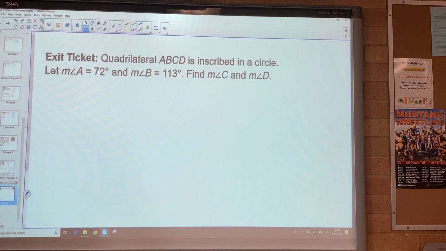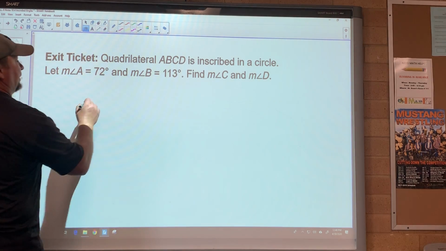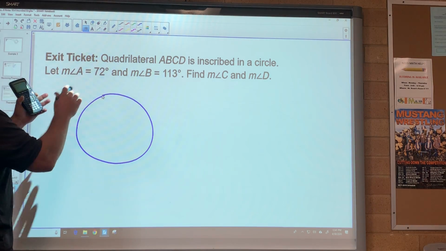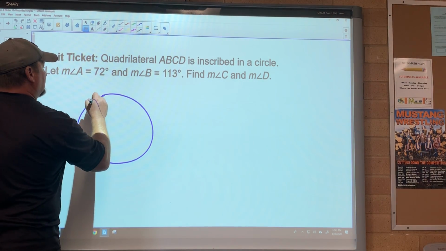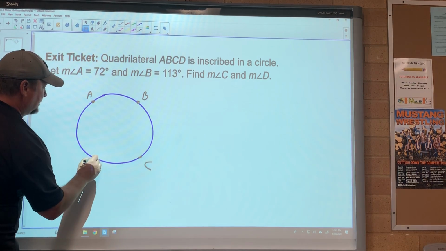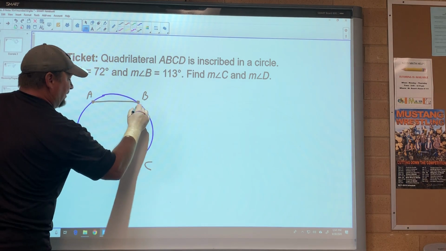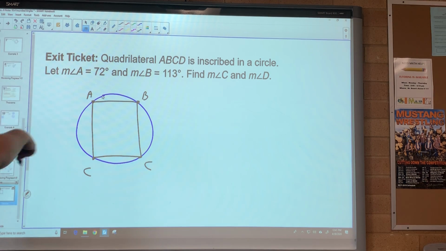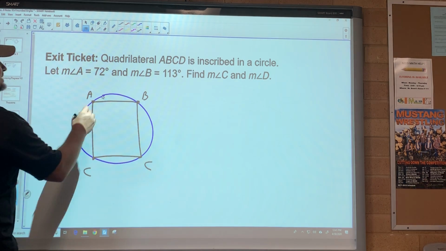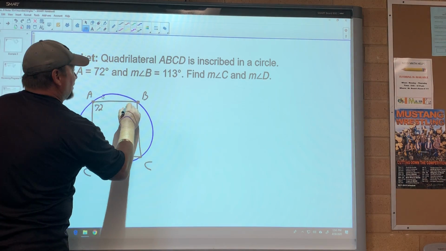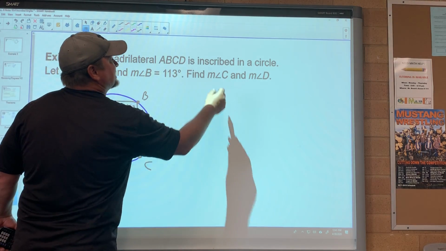Okay, here's the last one. Exit ticket. All right, we have a quadrilateral inscribed in a circle. So I would draw that, and it doesn't really matter. Don't panic that it doesn't look exactly like these angles look. Just throw the letters on. A, B, C, and D. It does not matter. You've got a four-sided shape now inside of a circle, just like they said, just follow it around. Now put the stuff where it goes. Angle A is 72. It might look like 72, it might not, it doesn't really matter. B is 113. They want us to find angle C and angle D.